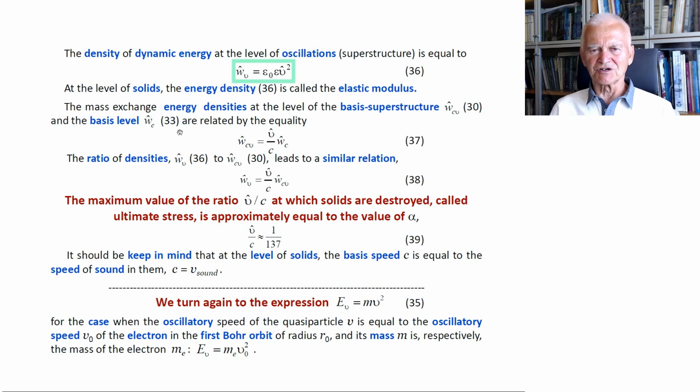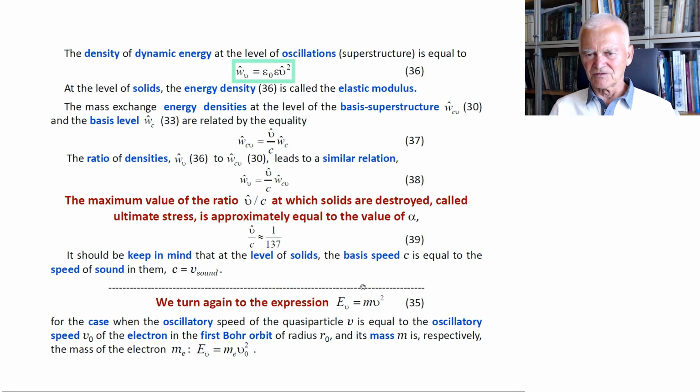The mass exchange energy densities at the level of basis superstructure WCV and the basis level WC are related by this equality. The ratios of densities WV to WCV lead to a similar relation. The maximum value of the ratio in this equation, at which solids are destroyed, called the ultimate stress, is approximately equal to the value of alpha, 1/137. It should be kept in mind that at the level of solids, the basis speed c is equal to the speed of light in them.